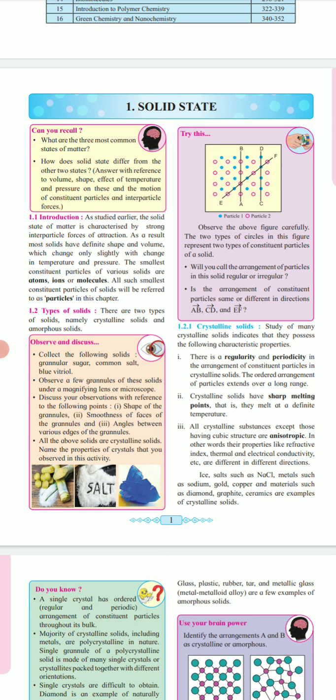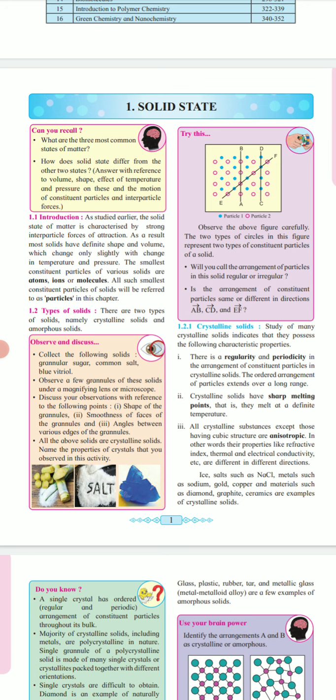1.1 Introduction. As studied earlier, the solid state of matter is characterized by strong interparticle forces of attraction. As a result, most solids have definite shape and volume which change only slightly with the change in temperature and pressure. The smallest constituent particles of various solids are atoms, ions or molecules. All such smallest constituent particles will be referred to as particles in the chapter.